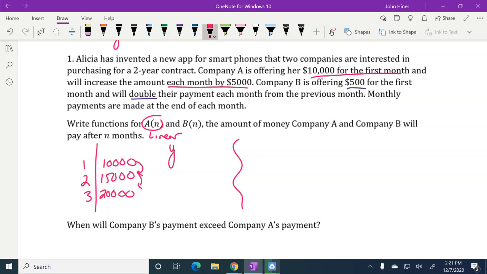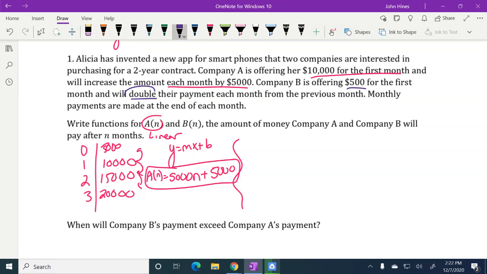Well, that's y equals mx plus b. That's the way I write linear functions. My rate of change, what do I keep adding? I keep adding 5,000 n, but I need my y-intercept, so I've got to work backwards. I've got to always get back to my home base of 0. Instead of adding, we're going to end up subtracting. So I'm going to say A of n equals, and there's my linear function, 5,000 n plus 5,000.